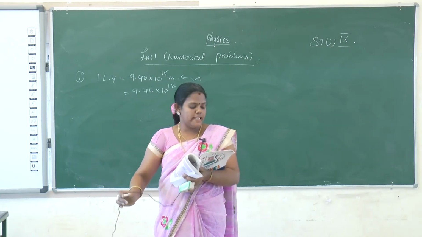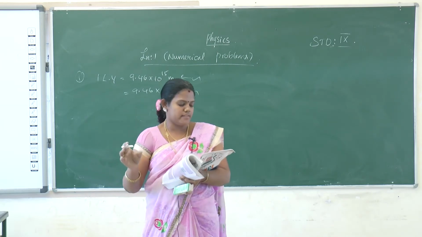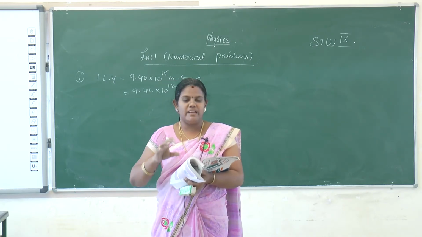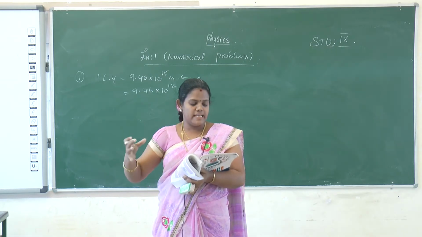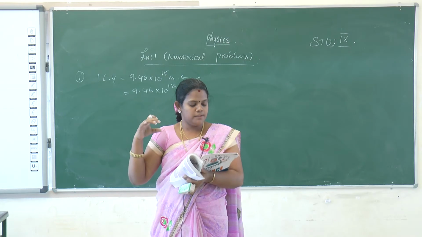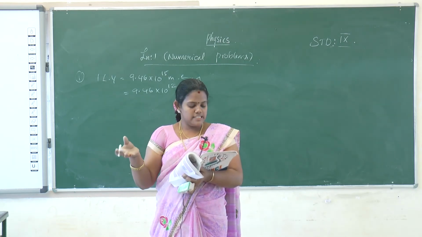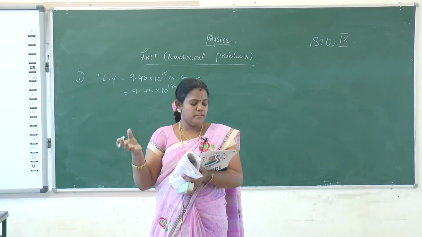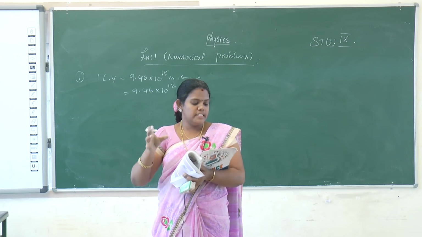The second problem: the main scale reading while measuring the thickness of the rubber ball using a vernier caliper. The main scale reading, MSR, is given, and the vernier scale coincidence is given, and you have to calculate the thickness of the rubber ball.